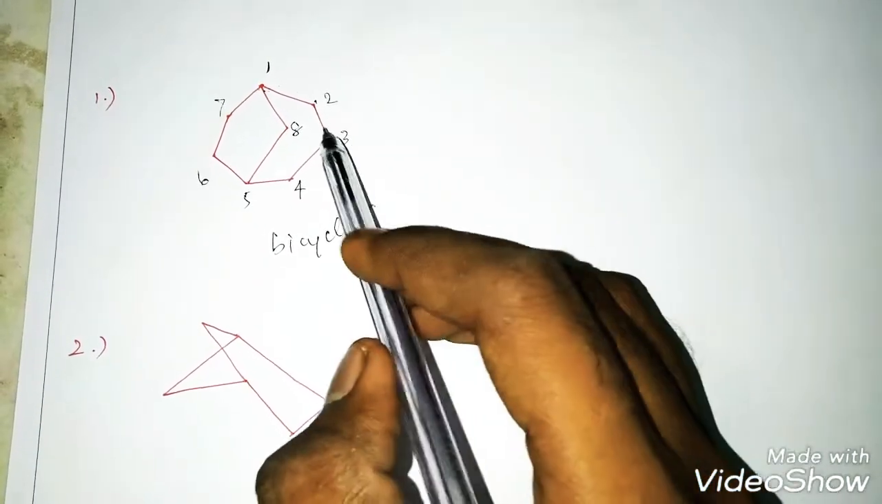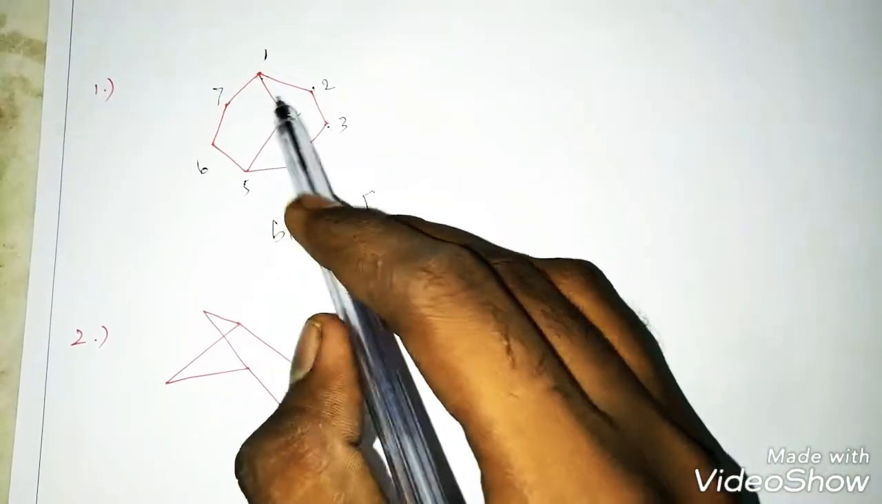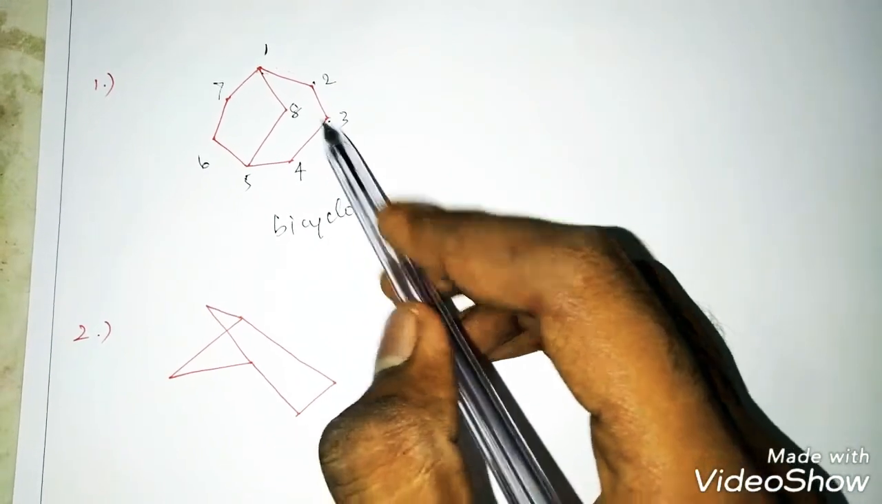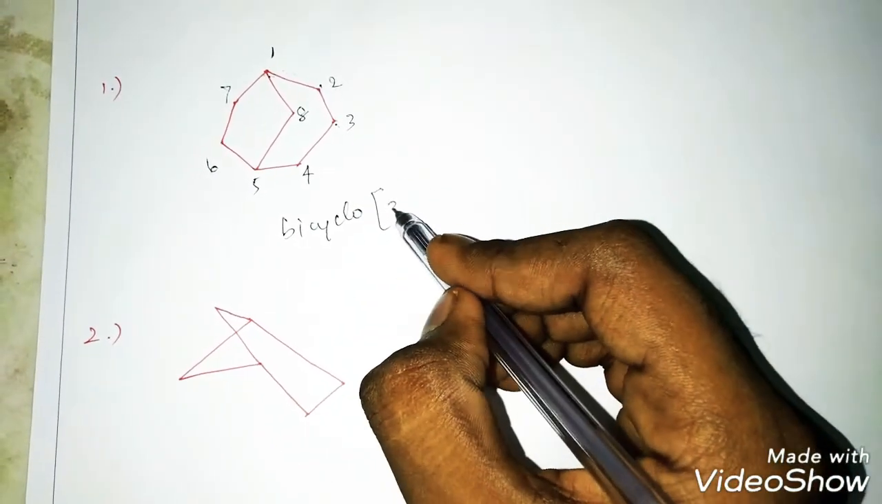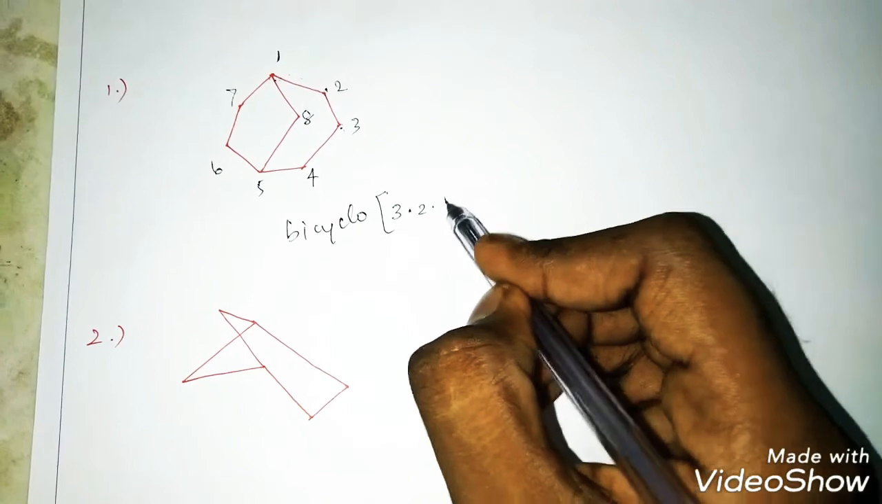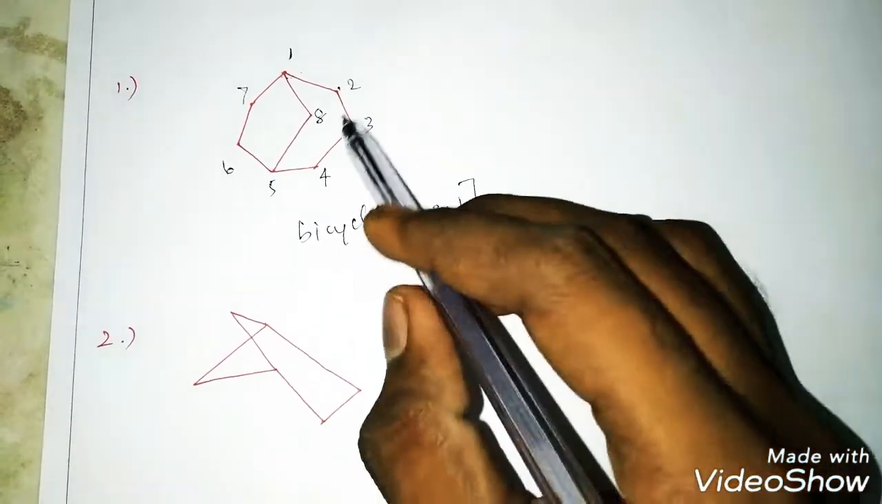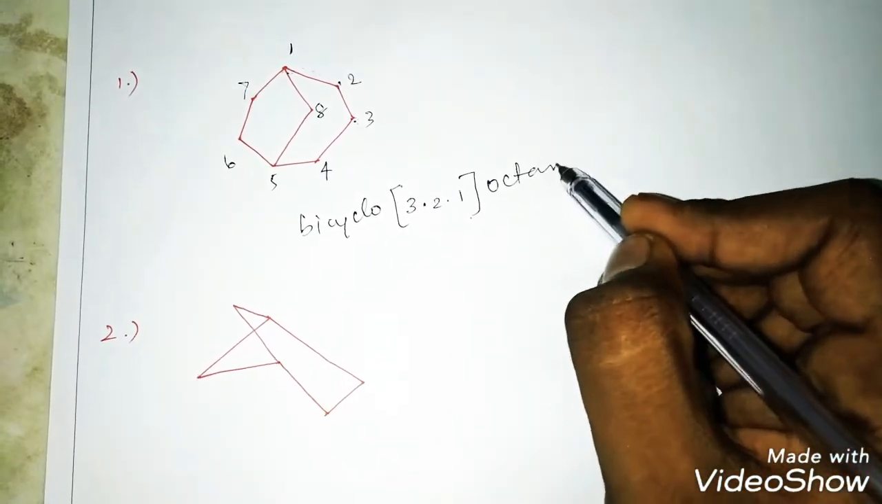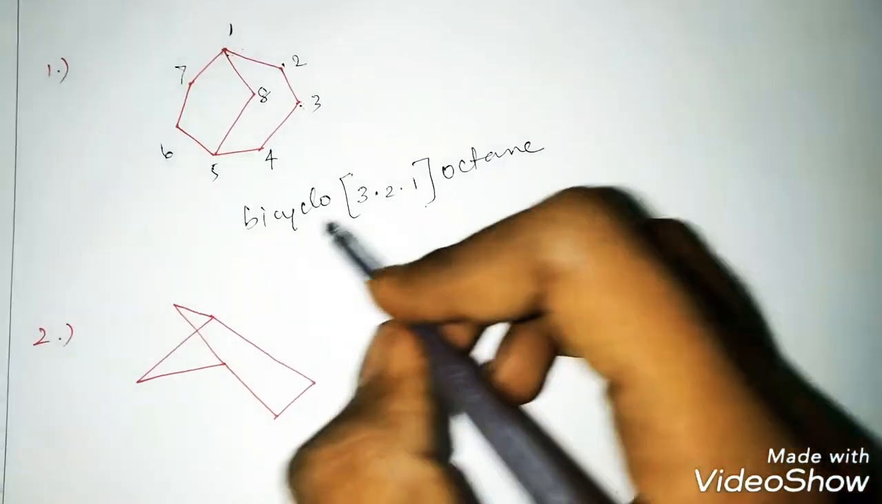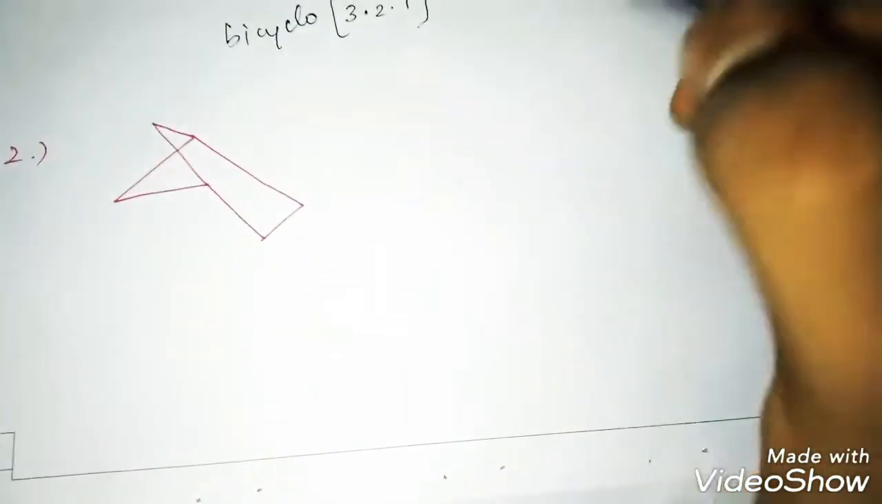We have the number of atoms in each bridge in descending order, right? So we write 3, 2, 1, descending order. It's an 8-membered ring, so I use the term octane. This is the IUPAC name for this. Now let us move to this compound.